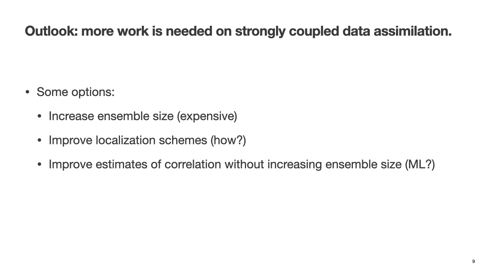Finally, another option is to start looking at improving estimates of correlation without increasing the ensemble size. There's already been some work done on this in lower dimensional systems, and we're thinking about this now also in high dimensional systems, of directly learning correlations using a machine learning technique, for example.